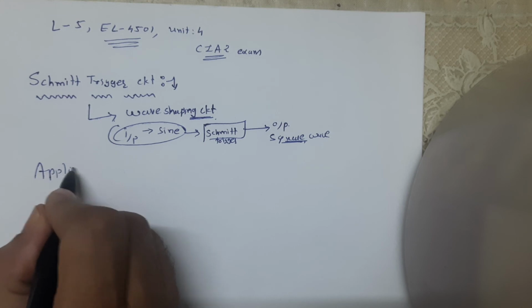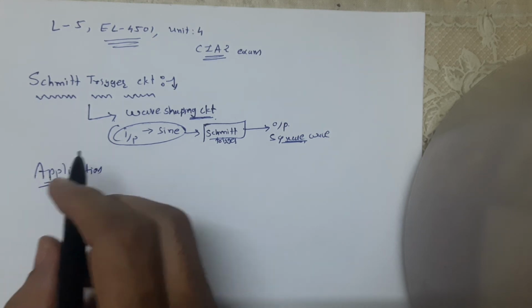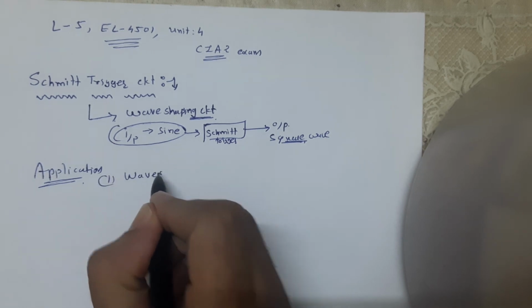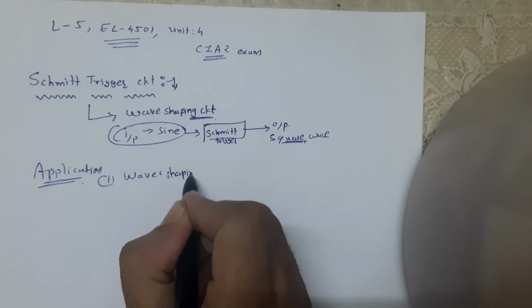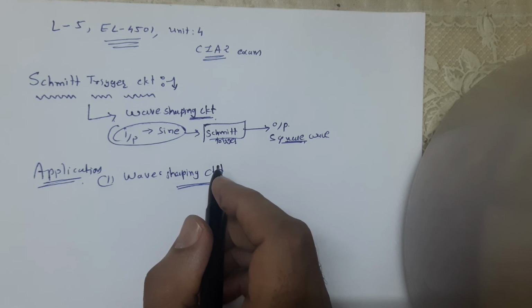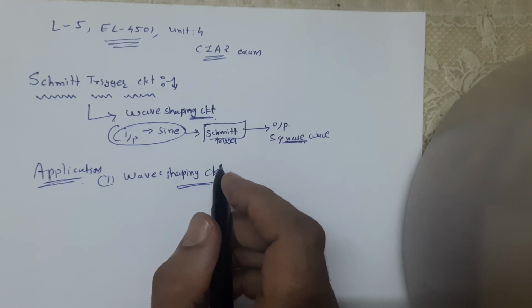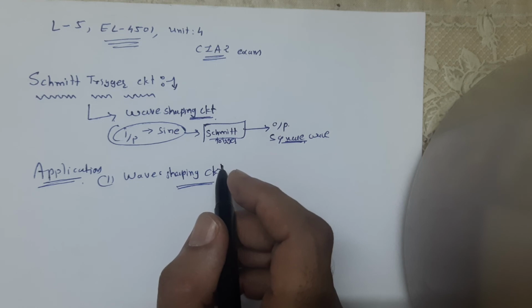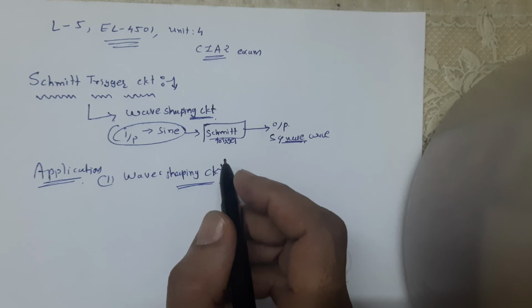Applications. The first application is that the Schmitt trigger is used for the wave shaping circuit. Also, it can be used for the generation of a rectangular waveform with sharp edges from a sine wave or any other waveform. Even if we use a triangular wave, we are also getting a rectangular waveform at the output of Q2.